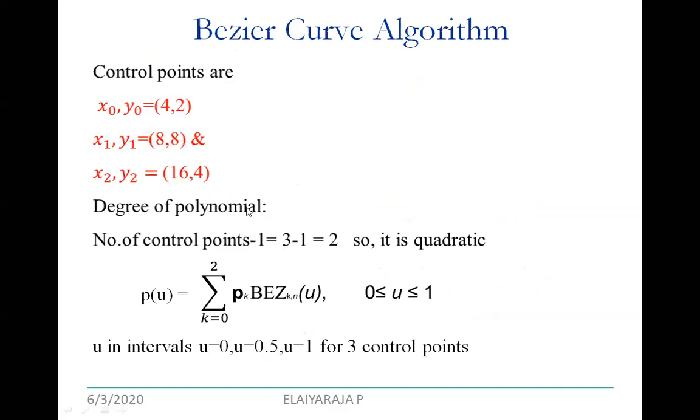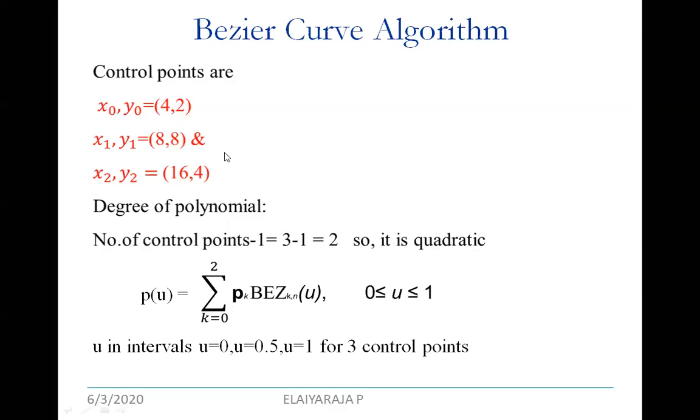Now you have to write which degree of polynomial you are going to use. As we have 3 control points here, 3 minus 1 is equal to 2. So here you are going to use a quadratic equation. Okay, so the polynomial equation you are going to use here is quadratic.